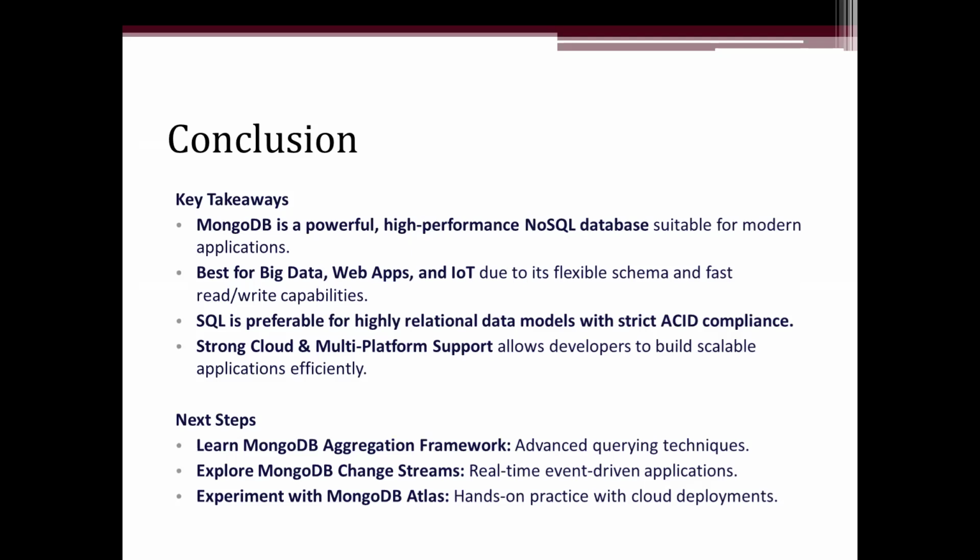All in all, MongoDB is a powerful, high-performance NoSQL database. It can be used for many modern applications. It's best for big data, web apps, and IoT applications due to its flexible schema, no schema architecture, and very fast read-write capabilities. It's not preferable for highly relational data models with strong ACID compliance, and it can also be integrated with strong cloud and multi-platform support systems, making it very effective for developers to build scalable applications effectively.